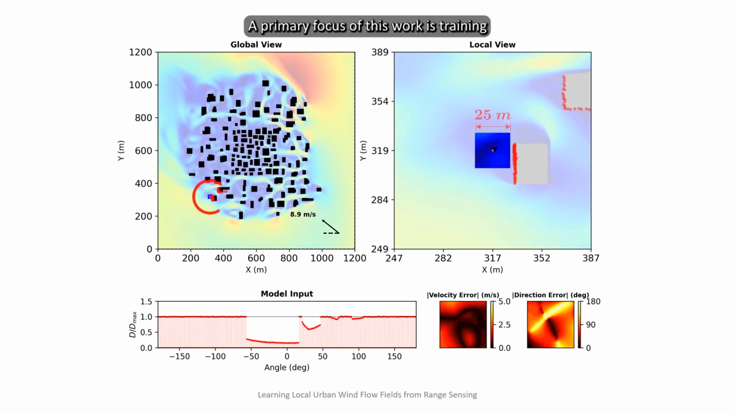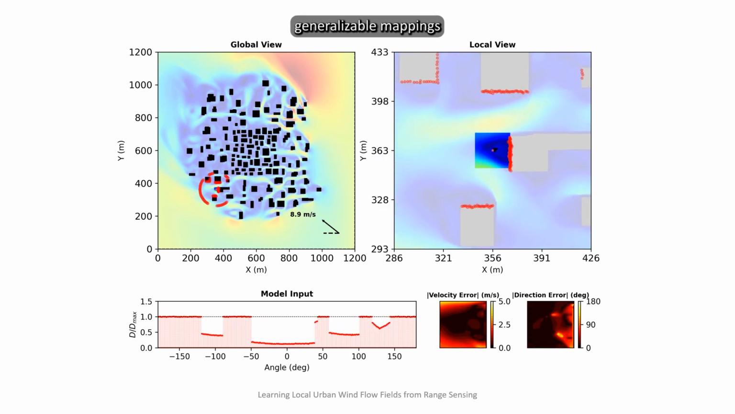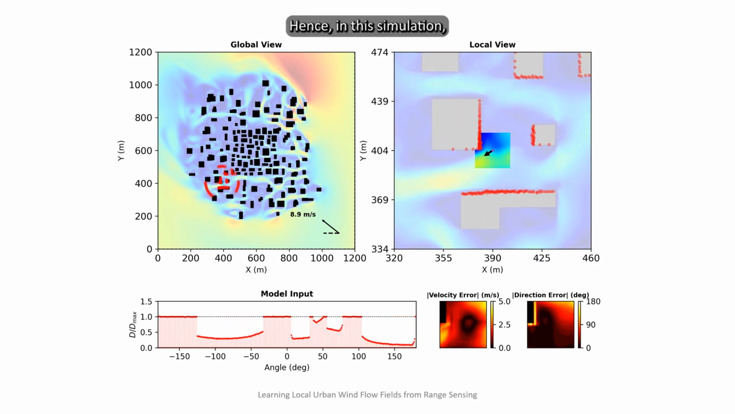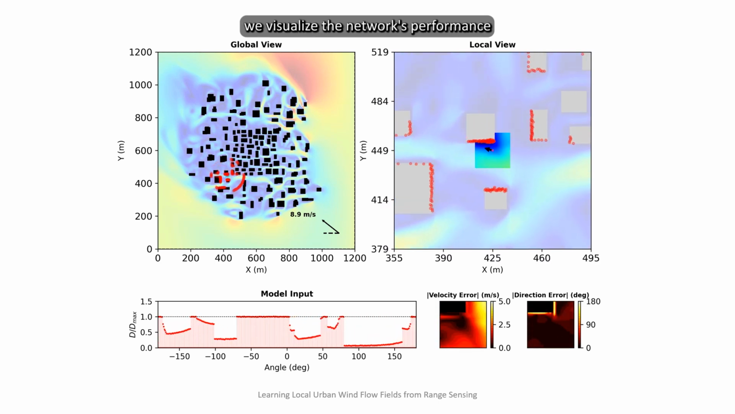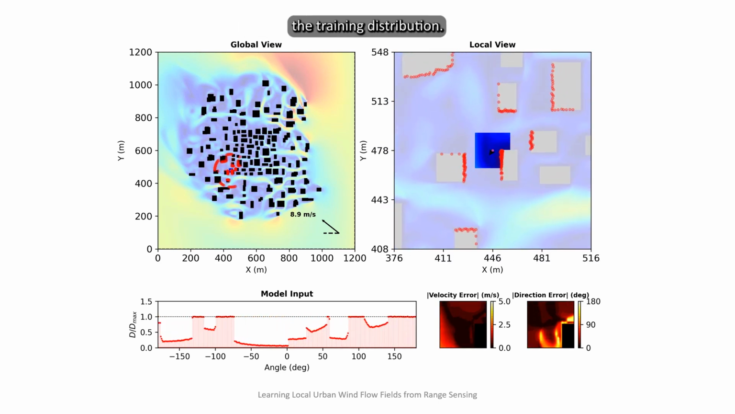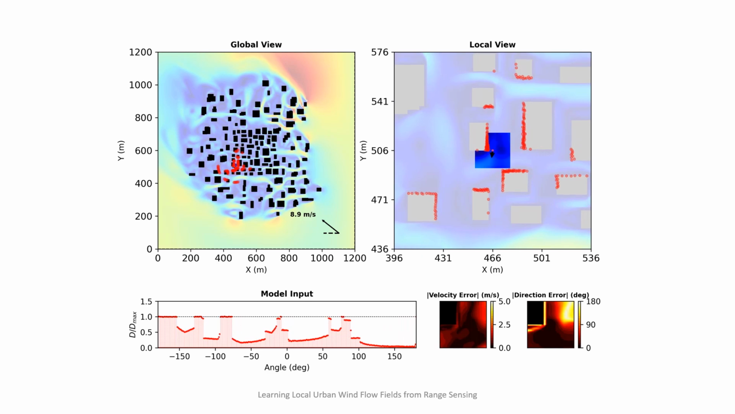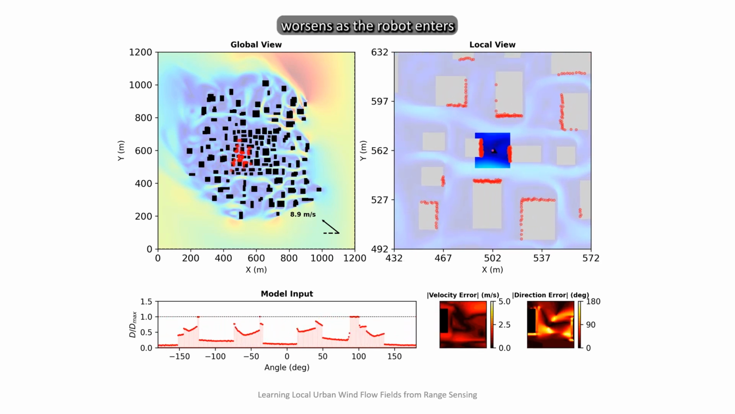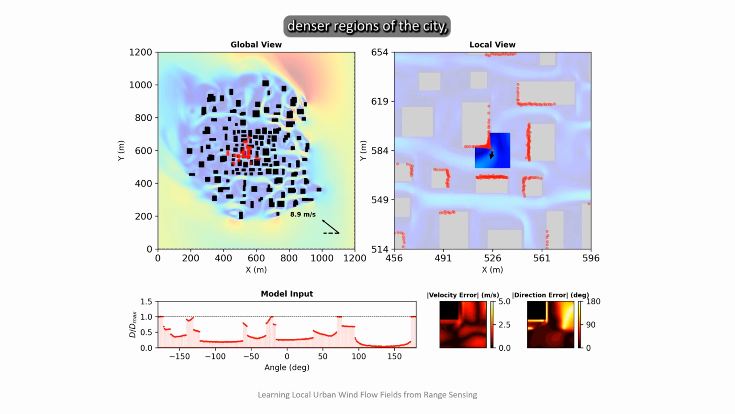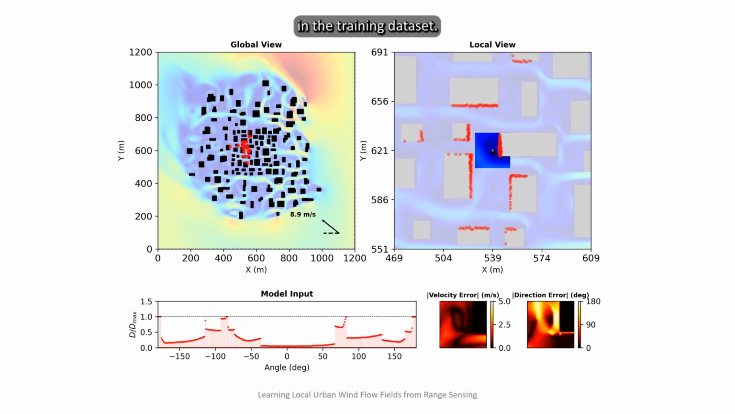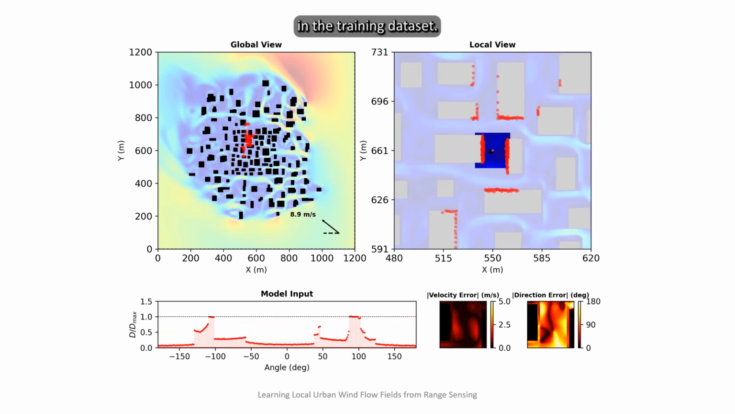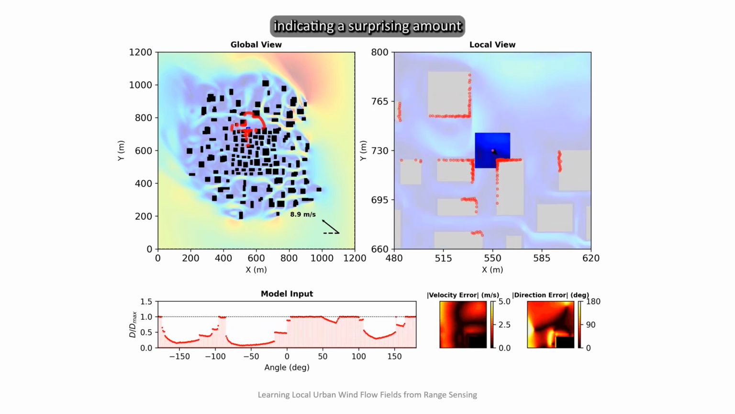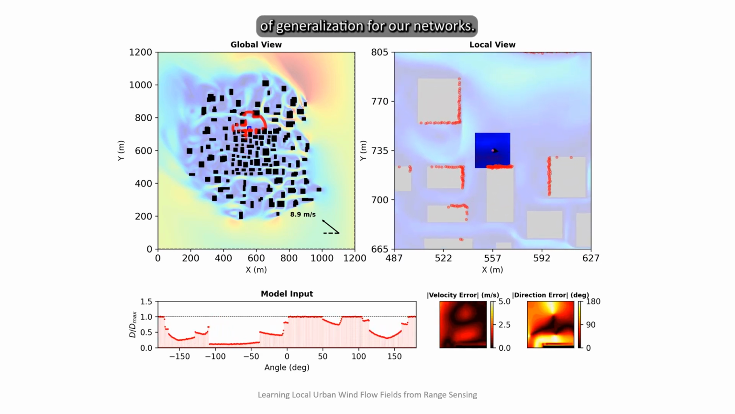A primary focus of this work is training generalizable mappings from local context to local wind fields. Hence, in this simulation, we visualize the network's performance on a map outside of the training distribution. Flow reconstruction worsens as the robot enters denser regions of the city, which are quite different than what was seen in the training dataset. Despite this, important flow features are still predicted by our method, indicating a surprising amount of generalization for our networks.